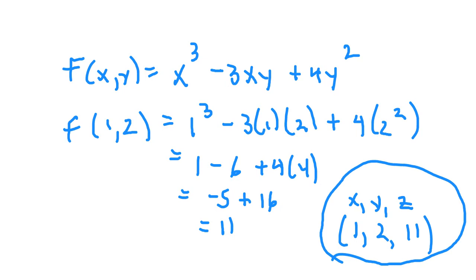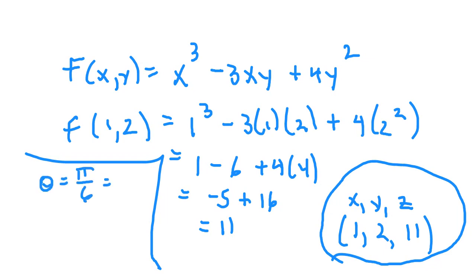We're on the surface right there at that coordinate, and we are looking at an angle of 30 degrees from the east. So in other words, what I'm trying to say is theta is pi over 6, which is 30 degrees.